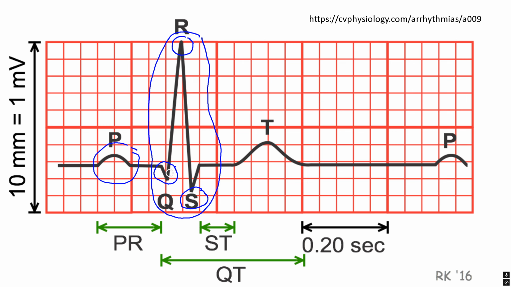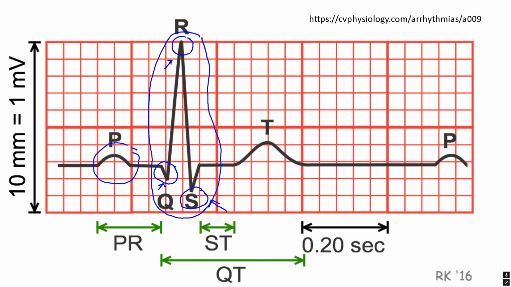Let me say that again. Q wave, first downward deflection after the P. R wave, first positive deflection after the P. S wave, first negative deflection after the R. So they call this whole thing the QRS complex.